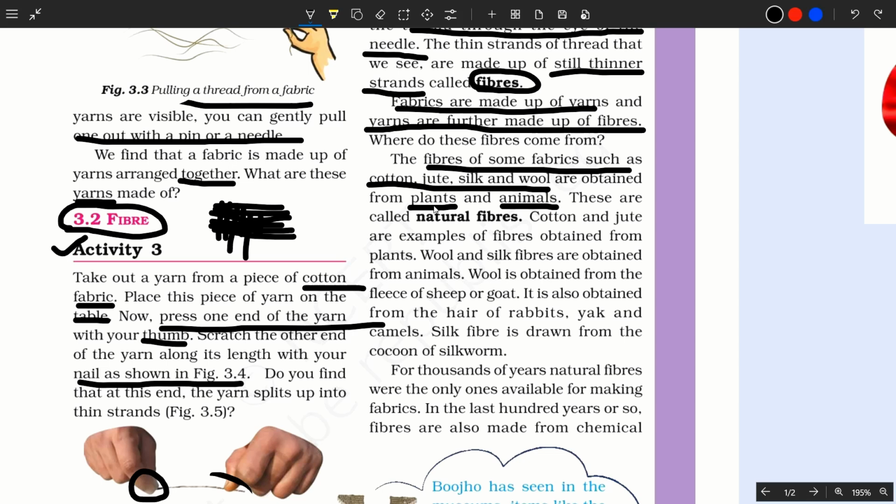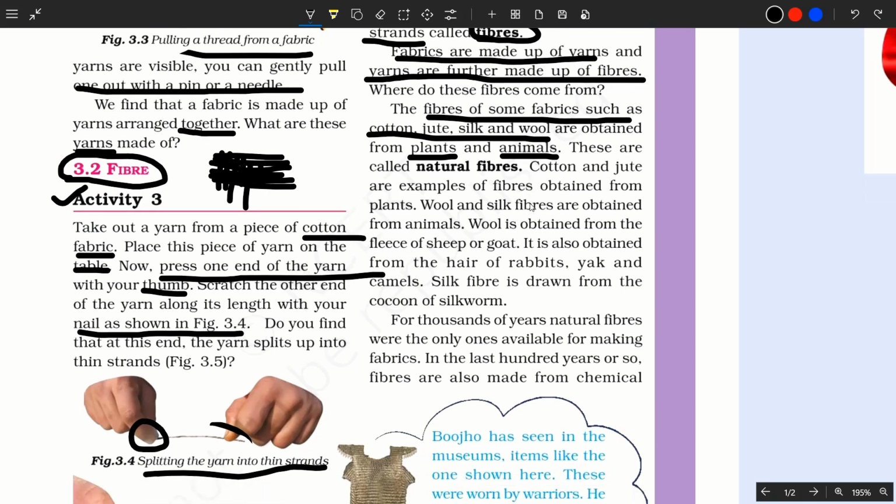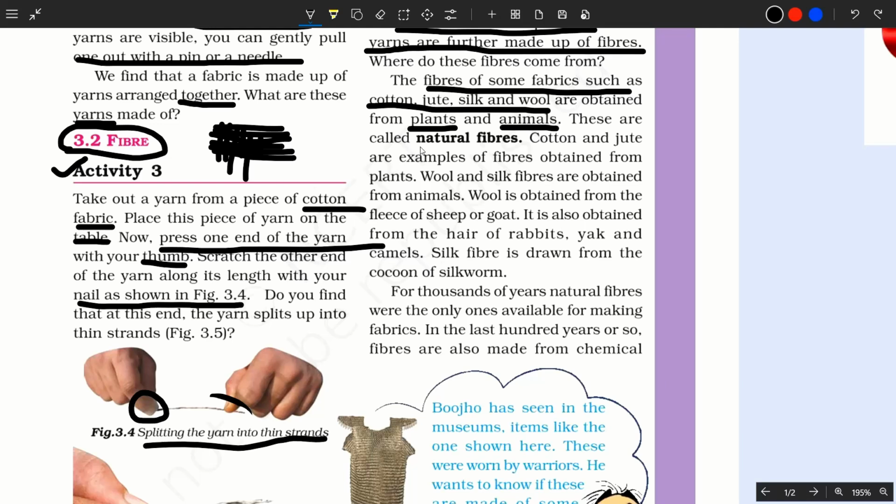Cotton and jute come from plants, right? You have all seen the cotton plants. Wool comes from animals. Silk also comes from insects, which are animals. They are called natural fibers. Cotton, jute, silk, and wool are obtained from plants as well as animals. These are called natural fibers.